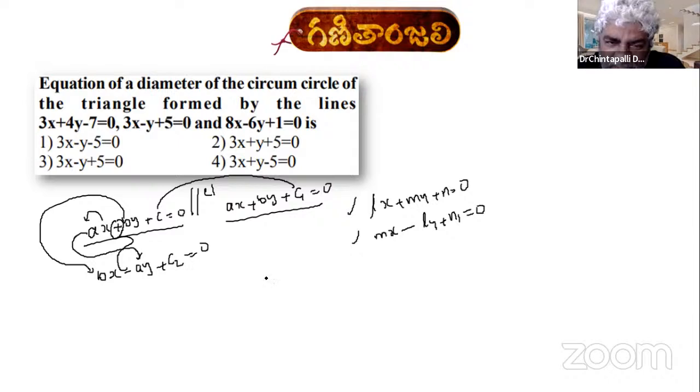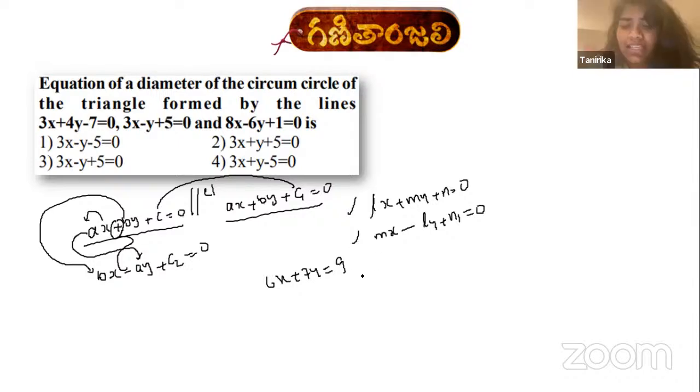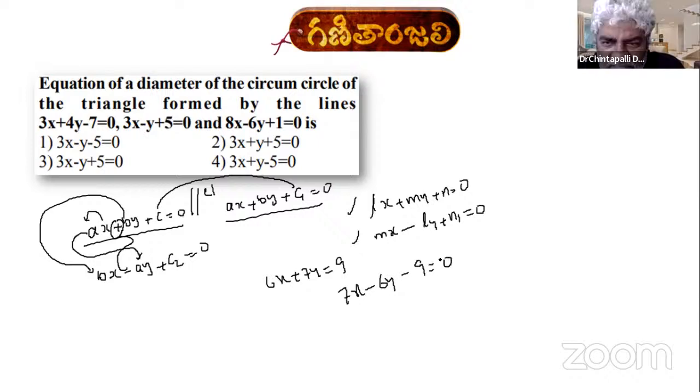What is the perpendicular line of 6x plus 7y is equal to 9? A line perpendicular is 7x minus 6y minus 9 equals 0. Yeah, 7x minus 6y minus 9 is equal to 0, right? Got it?